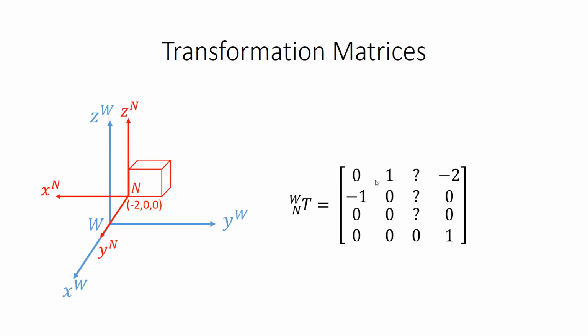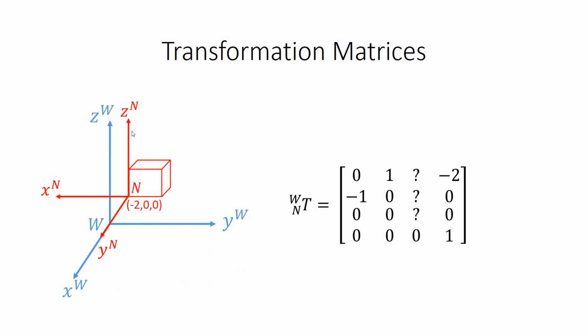Okay, so it should be 1, 0, 0. What that means is that the y of n is pointing entirely in the direction of x of w. It's not pointing in the other y of w direction. It's not pointing in the z of w direction. It's only pointing in x of w.